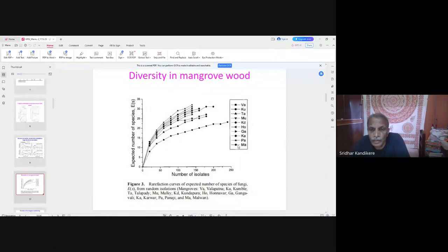So here, this is from Malwan. The number is less, but it is for a prolonged period, up to more than 200, 225 isolations. We get very close to more than 20 species. Whereas here, this is Kundapur, I think, where the number is very high, more than 30 species, up to 200 isolations. It has given this much. So this is a yardstick by which we can assess the mangrove ecosystem based on the substrate's capacity to show us some of the species associated with the substrates.